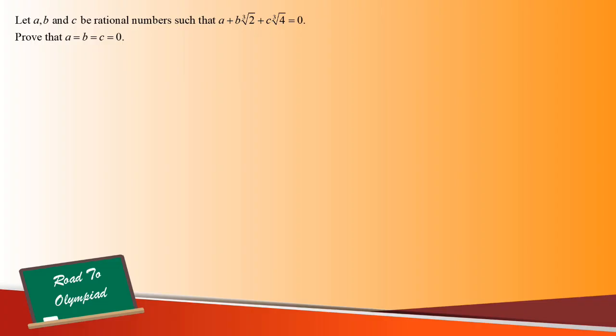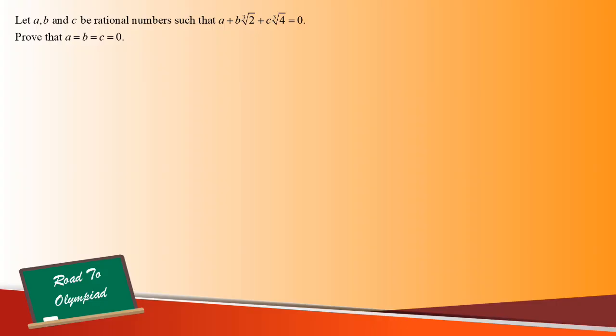Welcome to RTO. Consider the following problem. Let a, b and c be rational numbers such that a plus b cube root of 2 plus c cube root of 4 is equal to 0. Prove that a is equal to b is equal to c is equal to 0.